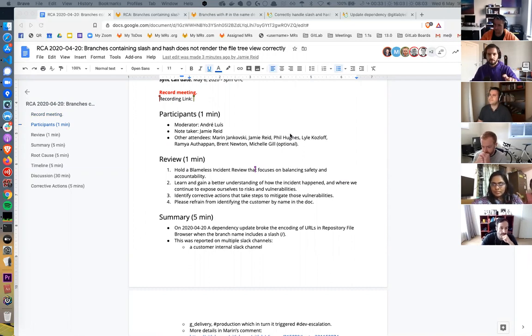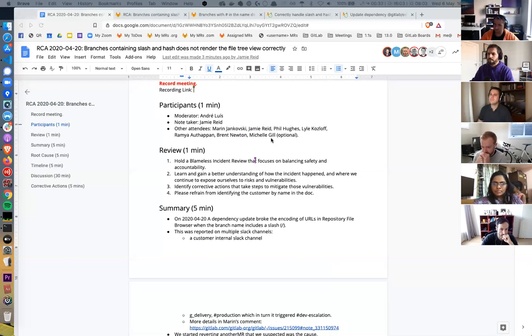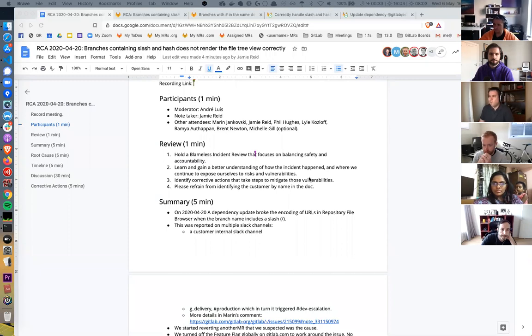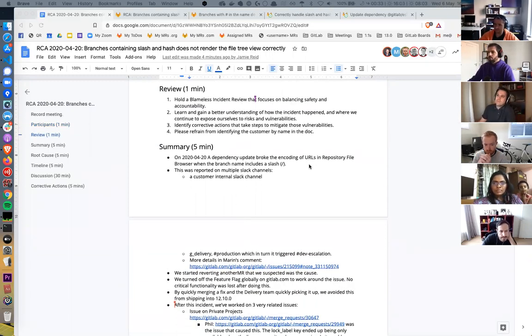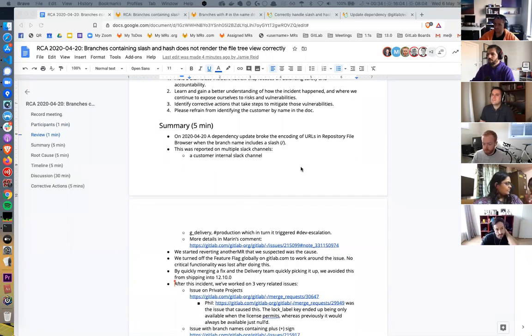So I have a section down below in the document so that we can take notes while we talk about these corrective actions. And I added a fourth, so to please refrain from identifying the customer by name in the doc and in the call so that we can circulate this broadly at ease. Any comments there? All good, all clear? Awesome, thank you.